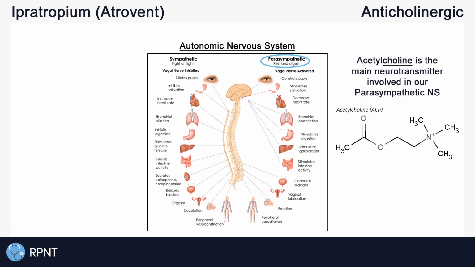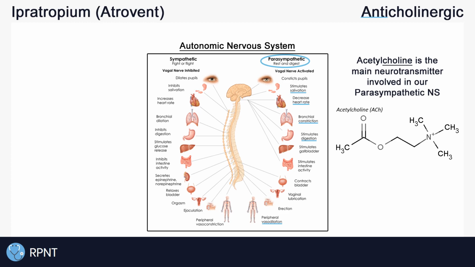So, acetylcholine normally binds to the receptor sites in the parasympathetic nervous system, causing rest and digest functions. Normal rest and digest functions include increased salivation and digestion, decreased heart rate and blood pressure, bronchial constriction, and more.